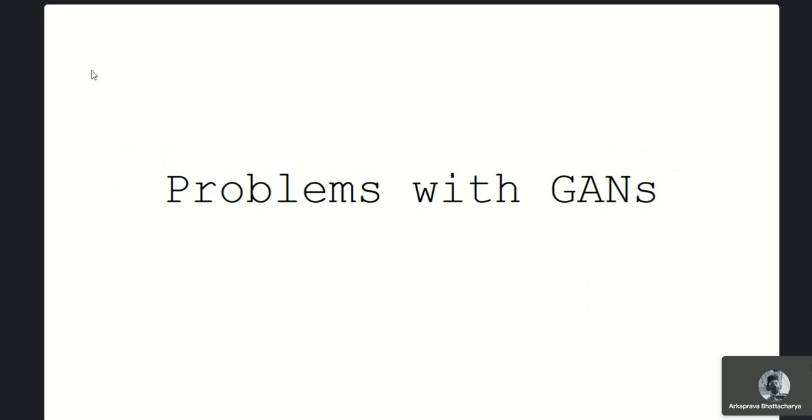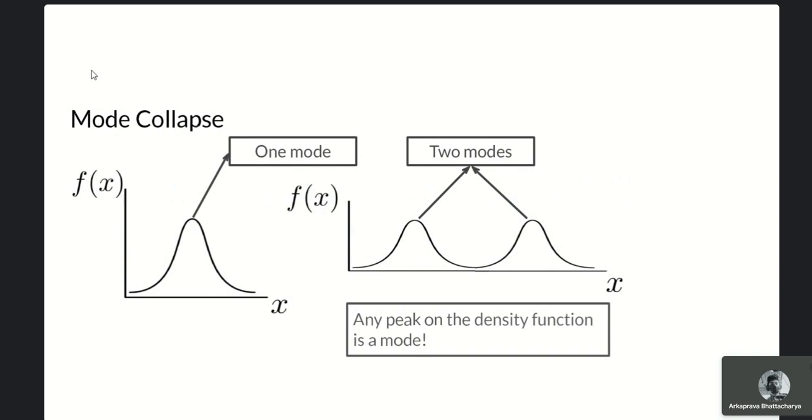So what are the problems with GANs? Basic GANs suffer from two problems. One is the mode collapse problem, and the other one is the vanishing gradient problem. We'll see why these problems arise and what the cause of these problems is. So let us talk about mode collapse and what a mode actually is.